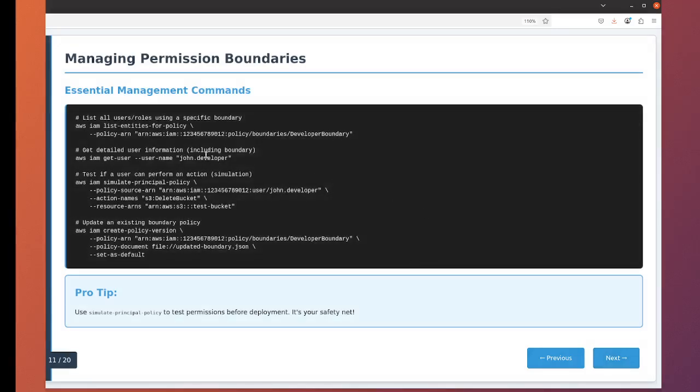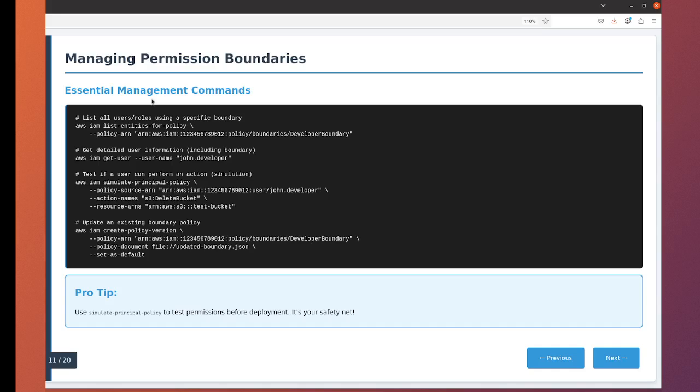Managing and monitoring permission boundaries. Once your boundaries are deployed, you need to monitor and manage them effectively. Let's look at the essential commands for day-to-day boundary management. The list-entities-for-policy command is incredibly useful because it shows you exactly which users, roles, and groups are using a specific boundary. This is crucial for impact analysis before making changes.